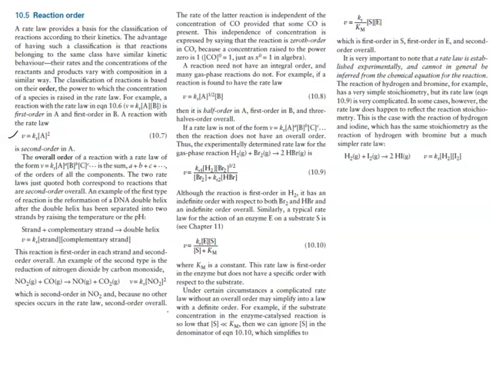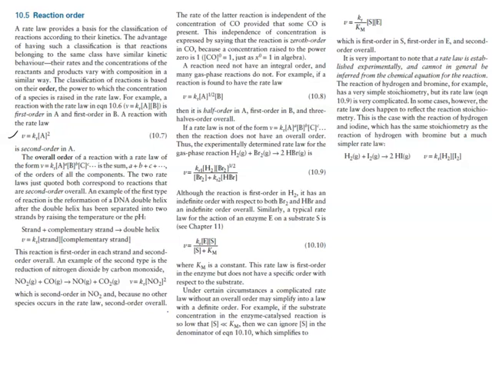An example of the first type of reaction is the reformation of a DNA double helix after the double helix has been separated into two strands by raising the temperature or pH. This reaction is first order in each strand and second order overall. An example of the second type is the reduction of nitrogen dioxide by carbon monoxide, where the rate equals k times the concentration of nitrogen dioxide squared. This is second order in nitrogen dioxide, and because no other species occurs in the rate law, second order overall.